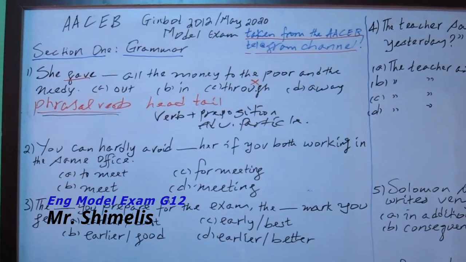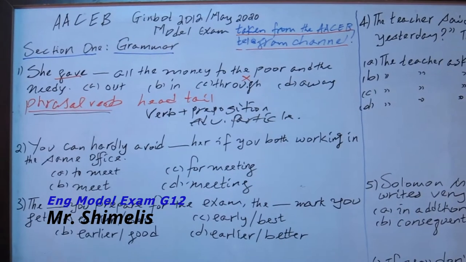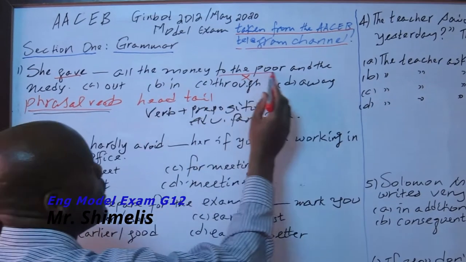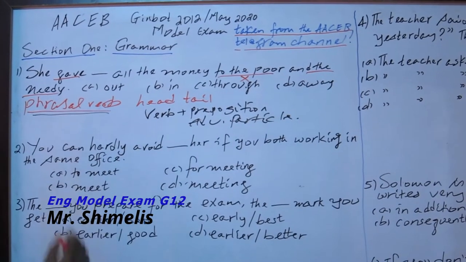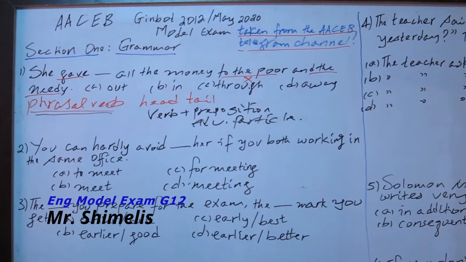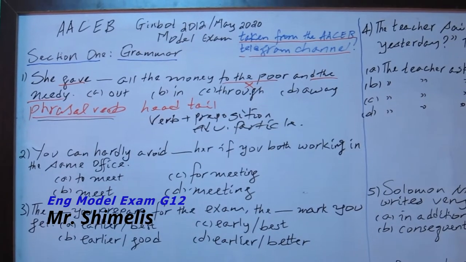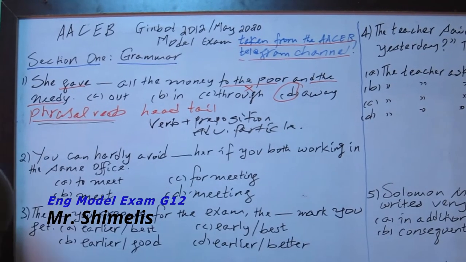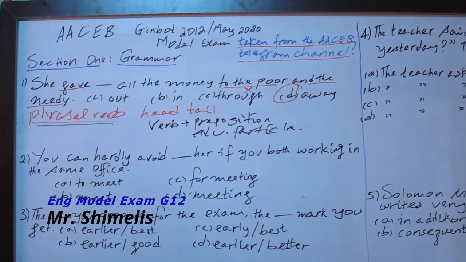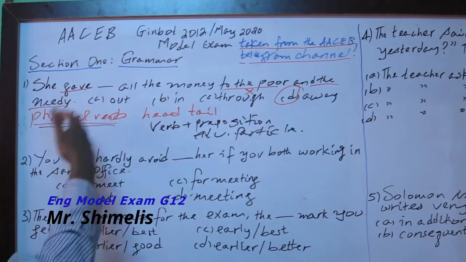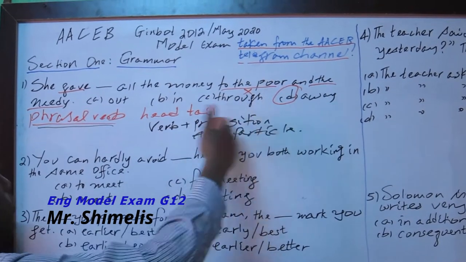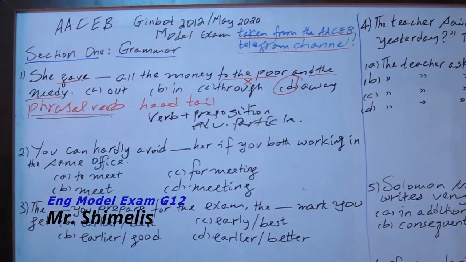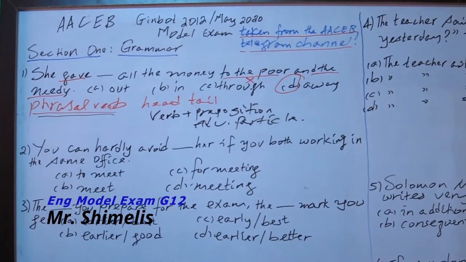Now let's see which one fits the context. She gave dash all the money to the poor. She gave all the money to the poor and the needy. So it must be giving money as a gift. So our answer should be D, because to give away means to give something as a gift. So she gave all her money to the poor and the needy as a gift. Okay, that's our answer. Let's proceed. Question number two.